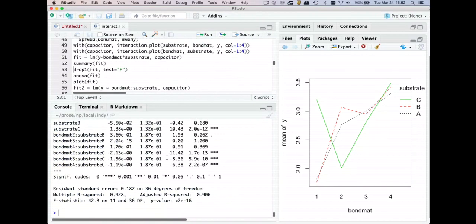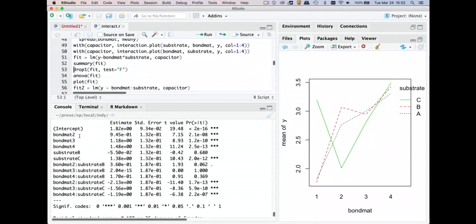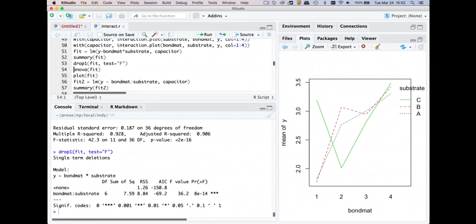All right. So what you'll see is that we have 3 dummies for the bonding material. Bonding material 1 is your base. Got 2 dummies for the substrate. Substrate A is your base. And then we have all combinations of those, so it's going to be 3 times 2, or 6 parameters to represent the interaction. Well, let's go do a drop 1.